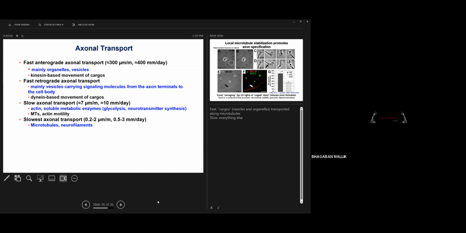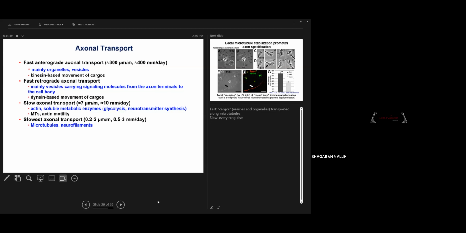This retrograde transport happens when the neuron tries to send signals from one neuron to another neuron. Like you have the axon terminal, you have the cell body. Suppose you have another neuron which is also communicating to the axon terminal. It gives a signal to the axon terminal, and now the axon terminal will send the signal to the cell body. That is called retrograde transport. So the fast retrograde axonal transport mostly carries signaling molecules from the axon terminal to the cell body.